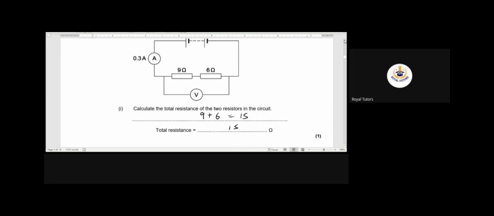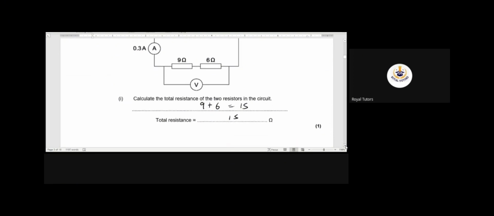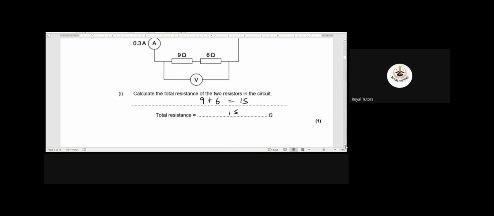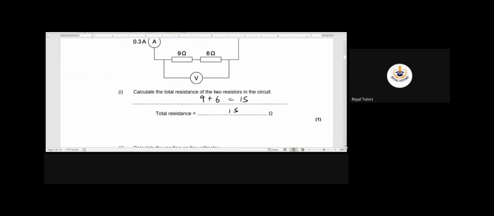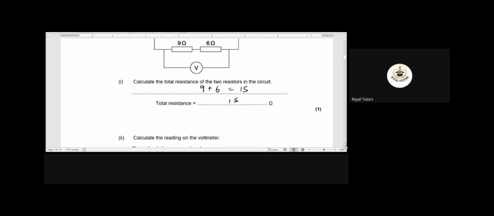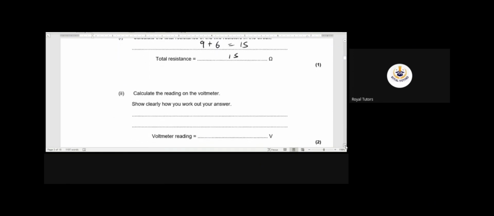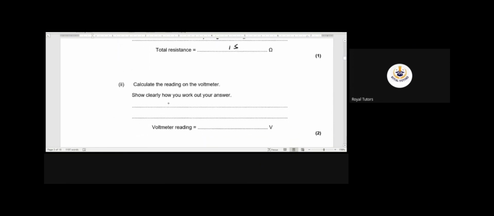To calculate the voltmeter reading, we're talking about volts here, so that is the multiplication of the current by the resistance. That will be 0.3 multiplied by 15, and that will give you 4.5 volts. That's how to calculate the voltmeter reading.